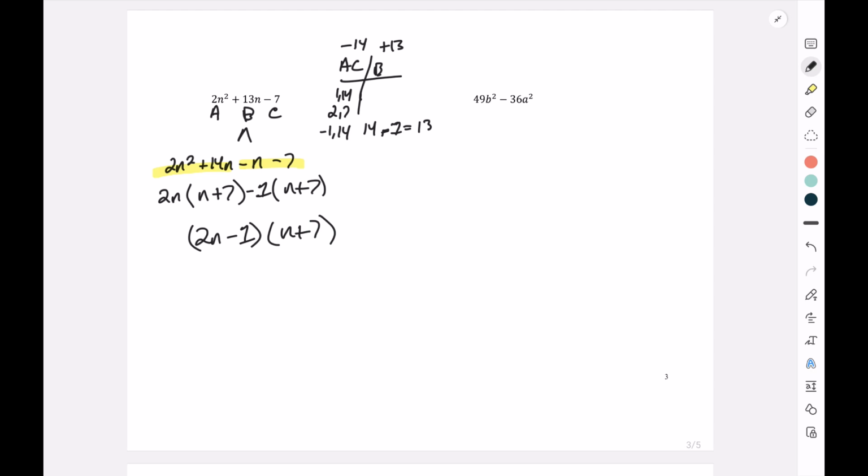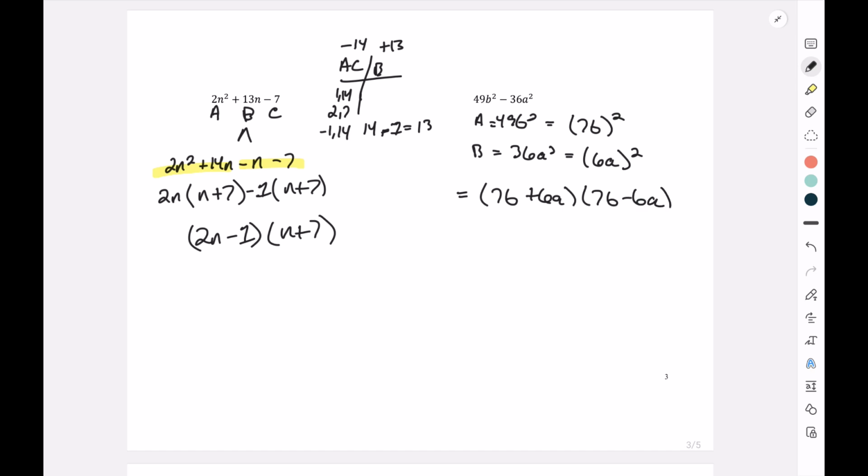So next we're given 49b squared minus 36a squared. By looking at this, I can see that it's a difference of squares. So we know that for a, we have 49b squared, and we can write that as 7b in parentheses squared. And for b, we have 36a squared, and we can write that also as 6a squared. And so our answer would be 7b plus 6a and 7b minus 6a.